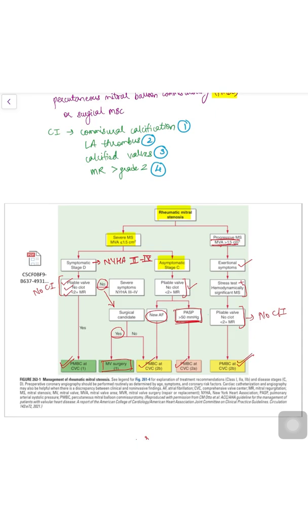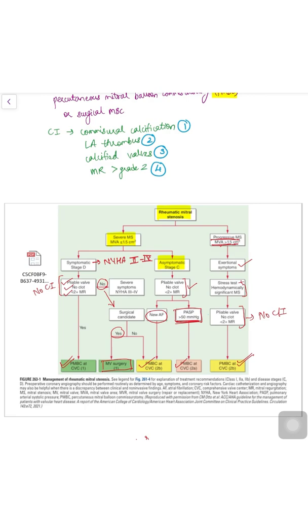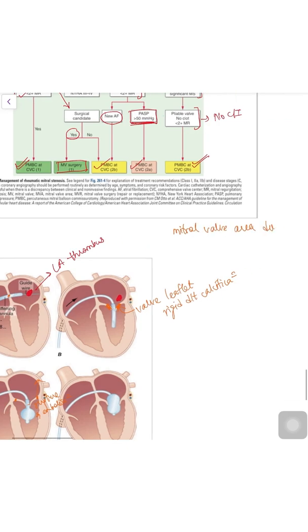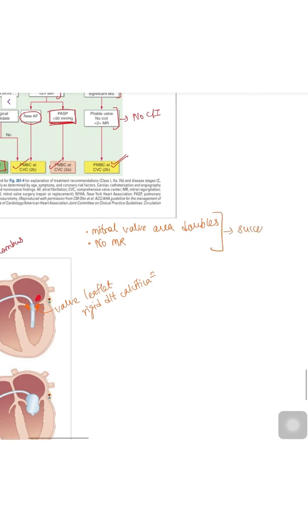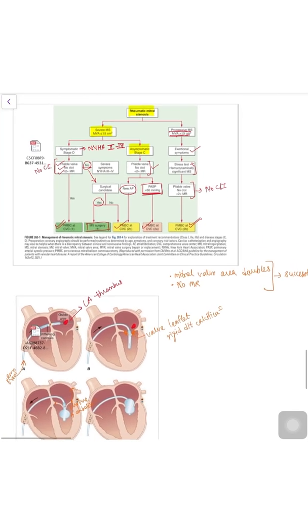So in these conditions, check if there is no contraindication and the patient should undergo a commissurotomy. Right? And when do you say that this commissurotomy is successful? You will say that the commissurotomy is successful when there is a doubling of the mitral valve area. So if the mitral valve area was 1.5 centimeter square or less than whatever, it should become 3 centimeter square. If there is a doubling of the mitral valve area after the commissurotomy and there is no residual MR, that indicates that your commissurotomy has been successful. That's the treatment for mitral stenosis.